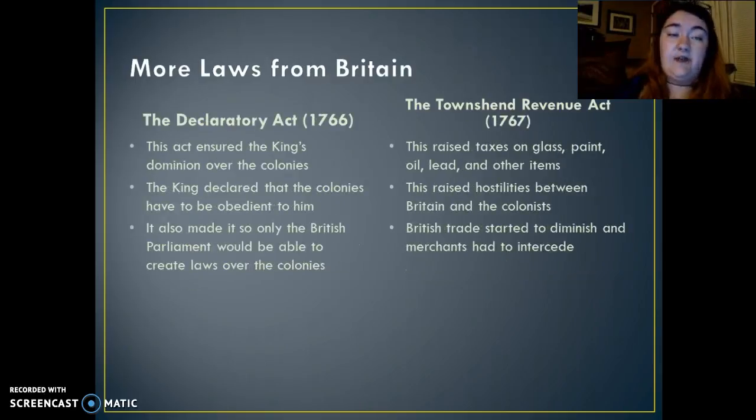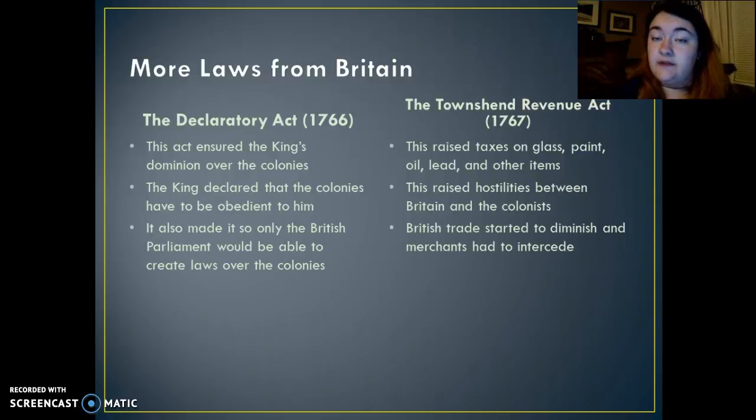But the laws continued, and the Declaratory Act of 1766 just made sure that the king expressed his dominion over the colonies, declaring that the colonies had to be obedient to him or there would be consequences. And it also made it so that only the British Parliament would be able to create laws over the colonies, so there was no representation or anything. They weren't able to make their own laws. They weren't able to govern themselves. Everything was taken over by Britain.